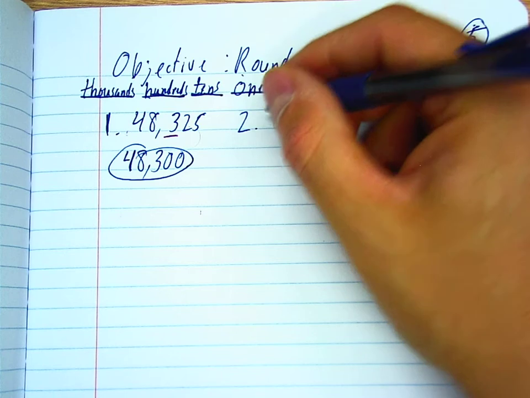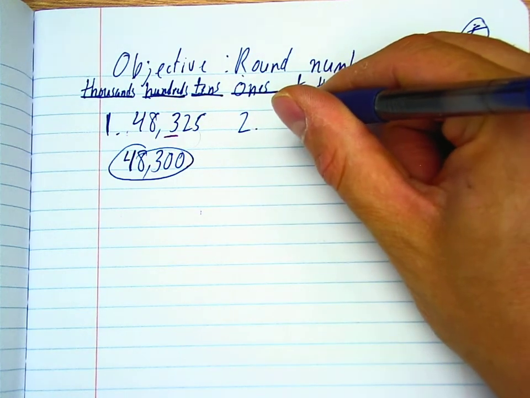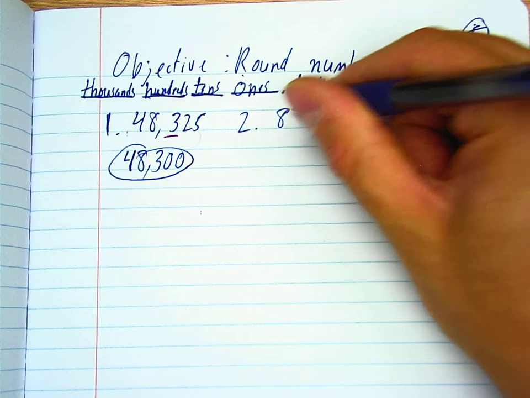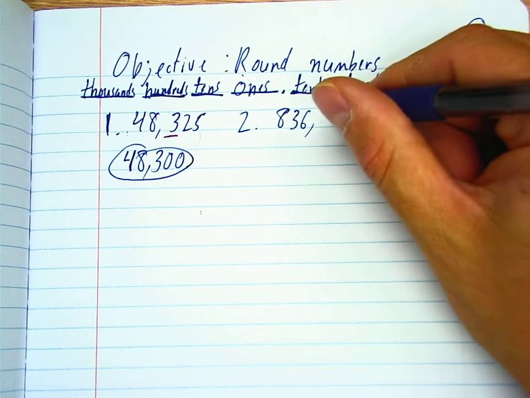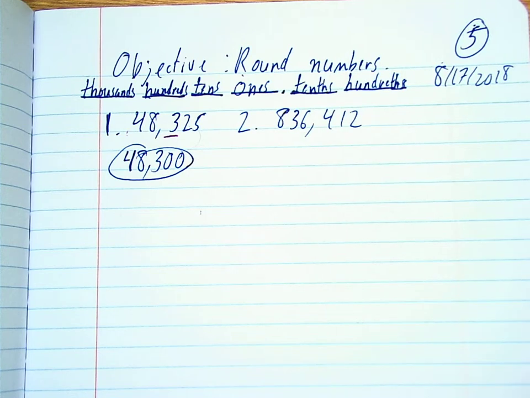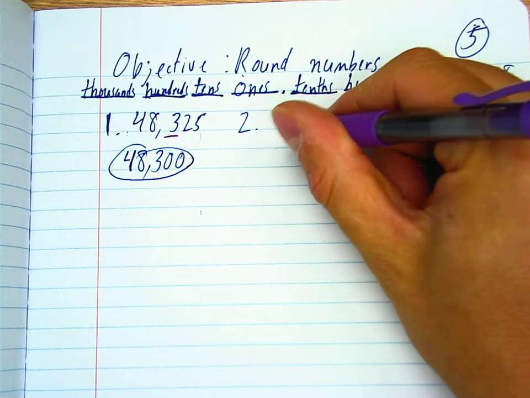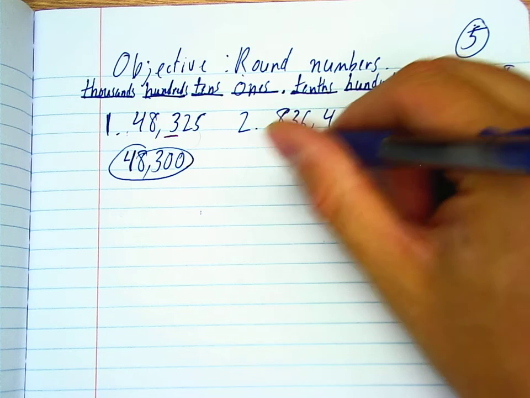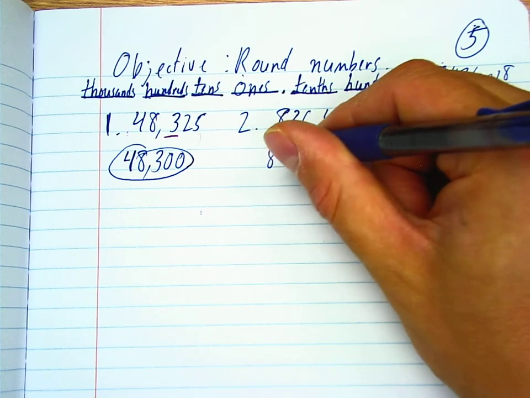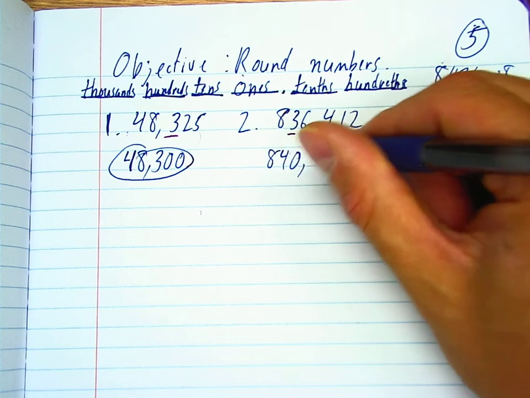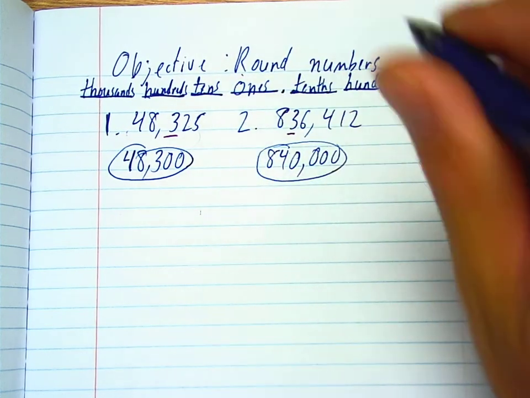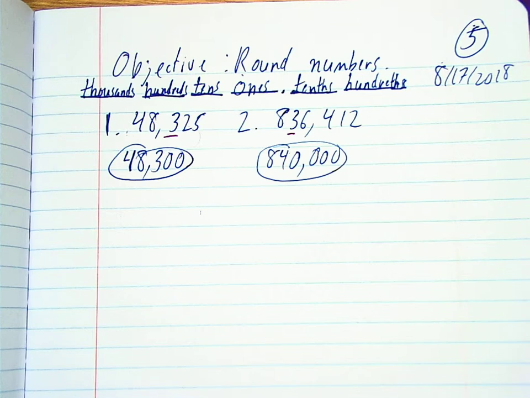So another example. Let's take the example of 836,412. Here we're going to round to the tens of thousands, or the 10,000s. This will become 84,000. Sorry, 840,000. We're rounding it up, as the number after the 3 is greater than or equal to 5. In this case, it's a 6. Since that number is a 6, it's bigger than or equal to 5, we round it up. It's closer to 840,000 than it is to 830,000.